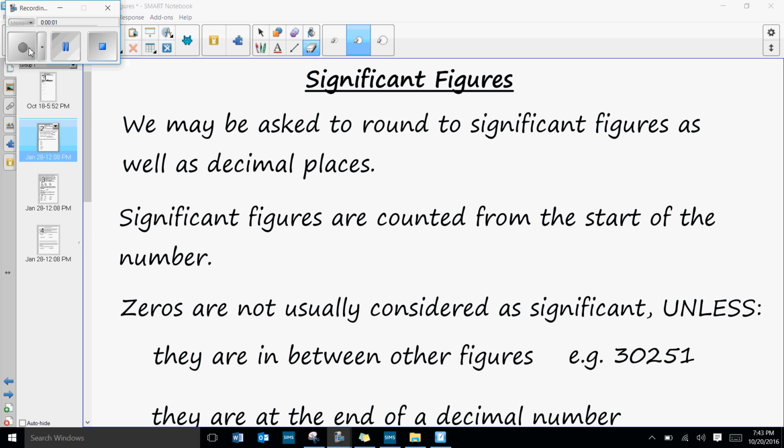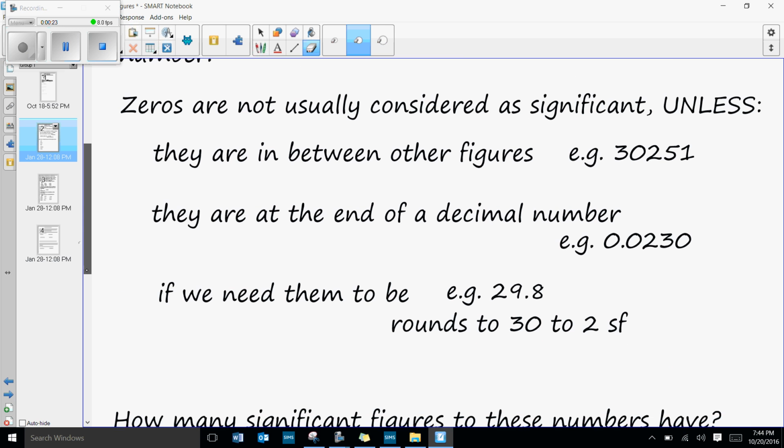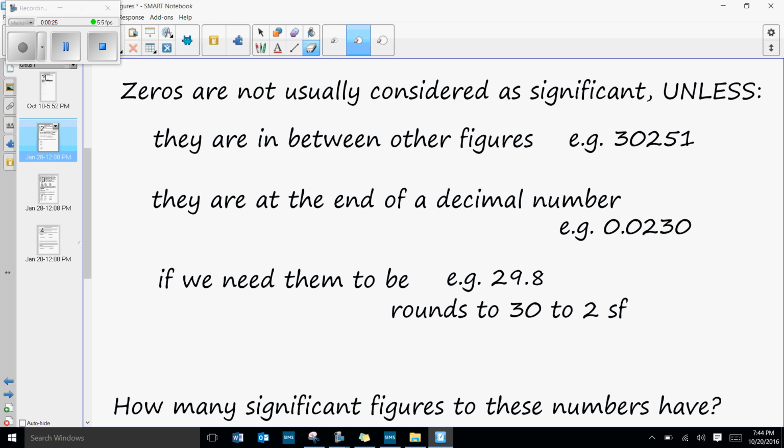Rounding to significant figures. We may be asked to round numbers to significant figures as well as decimal places. Significant figures are counted from the start of the number. Zeros are not usually considered as significant unless they fall under one of these categories. They are significant if they are in between other digits.